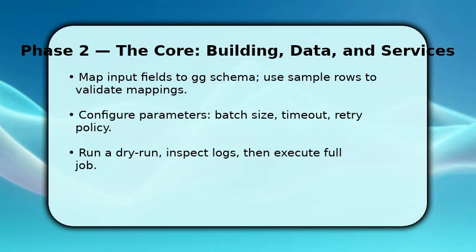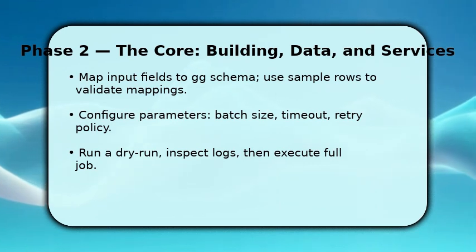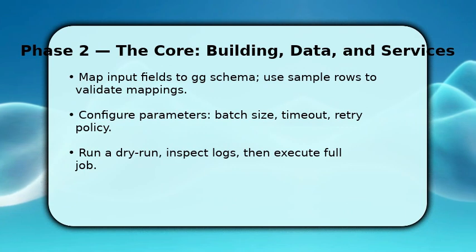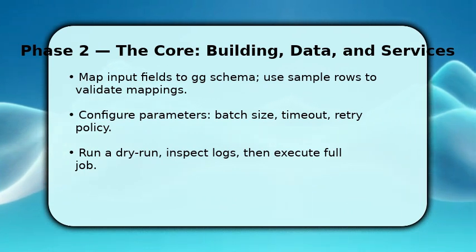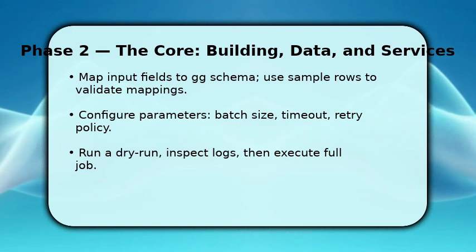Then configure execution parameters, batch size, timeout, and retry policy, because these control throughput and fault tolerance. Once configured, run a dry run to collect logs and detect warnings. After reviewing results and making any small adjustments, launch the full job so GG processes all records predictably and efficiently.